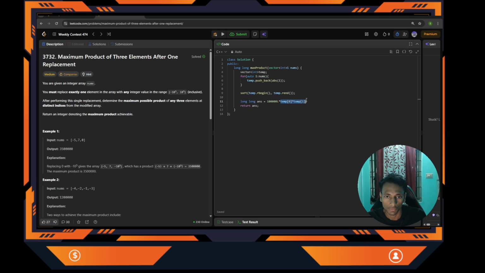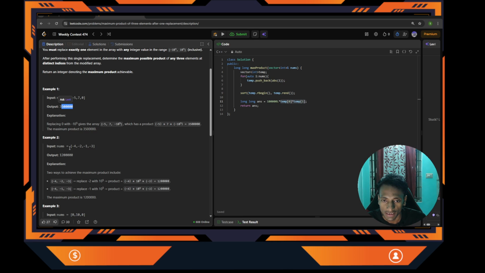Got it? So for this example here, -5, 7, 0, the absolute values will be 5, 7, 0. If I sort this in decreasing order, that will be 7, 5, 0. So I will take x and y as 7 and 5, 35 into 10 to the 5. For example 2, if I take the absolute value, the largest two values in the input array are 3 and 4. So 4 into 3 is 12, 12 into 10 to the 5. Clear?